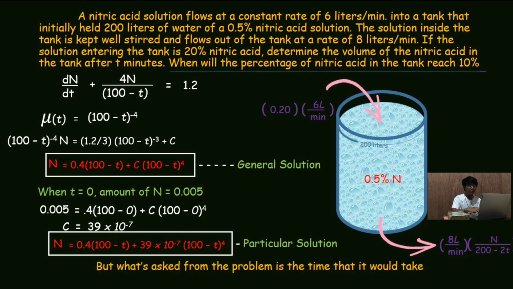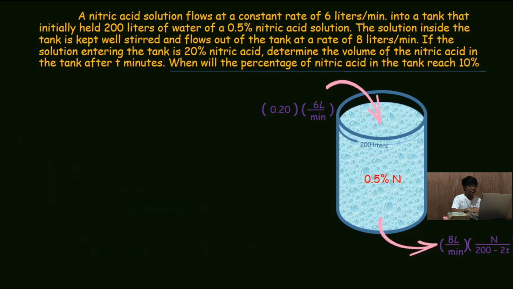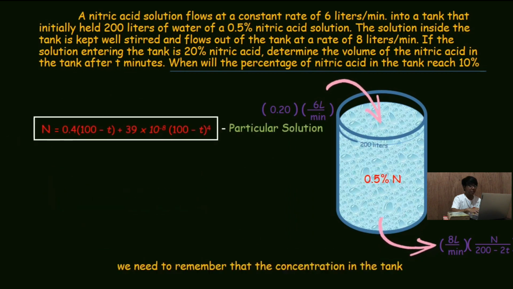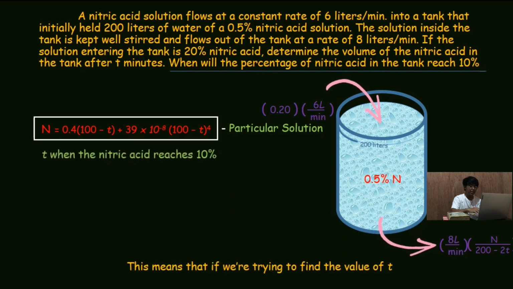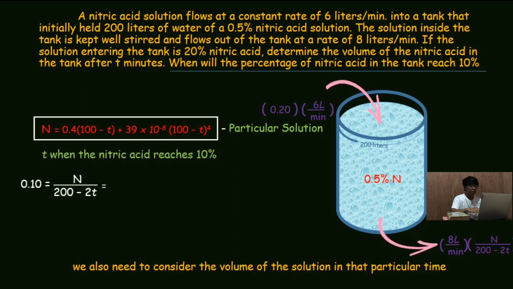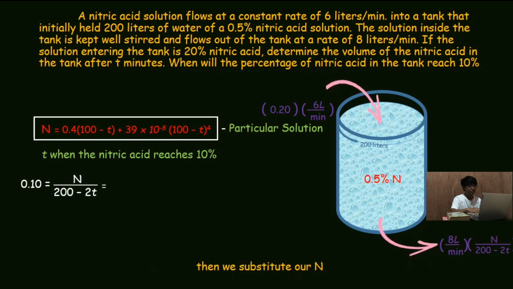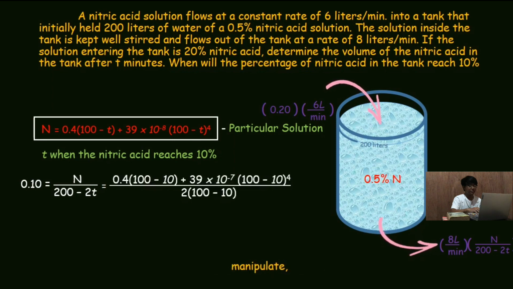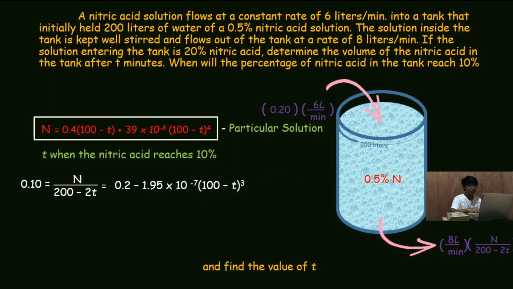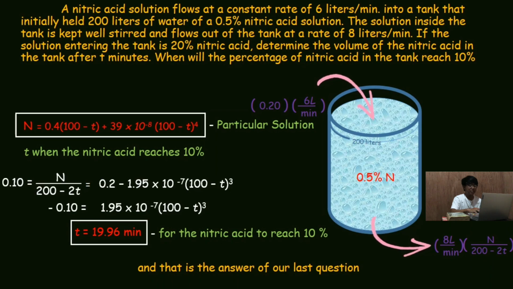But what the problem asks for is the time it would take for the concentration in the tank to reach 10%. We need to remember that the concentration in the tank is the concentration that comes out of it. This means that if we're trying to find the value of T, we also need to consider the volume of the solution at that particular time. Then we substitute, manipulate, and find the value of T. And that is the answer to our last question.